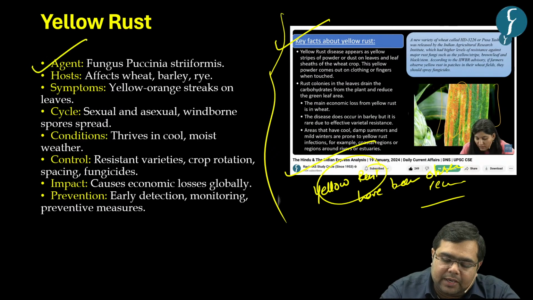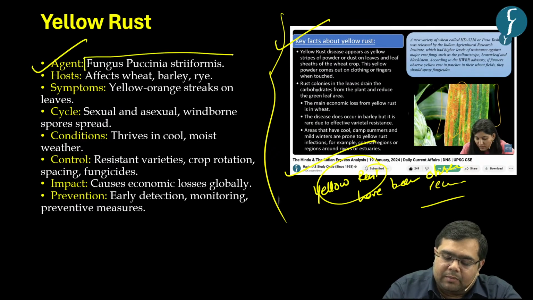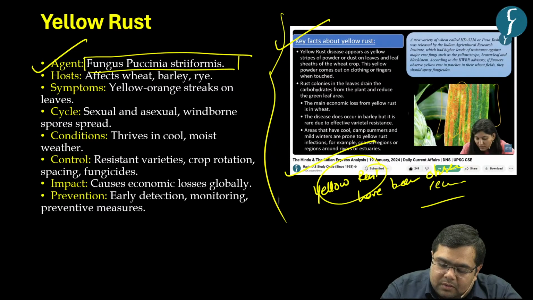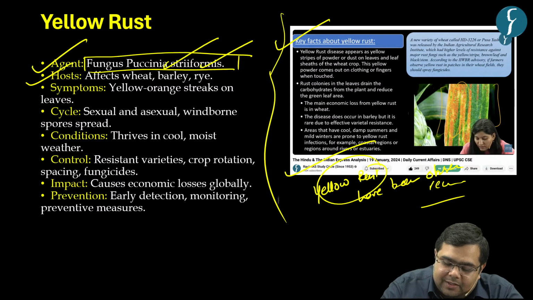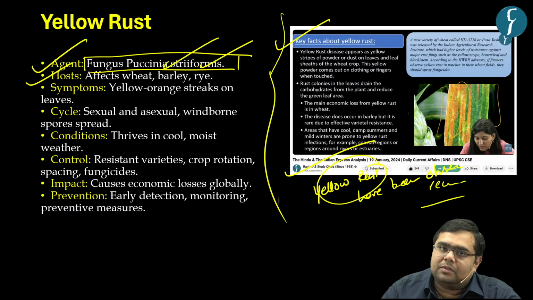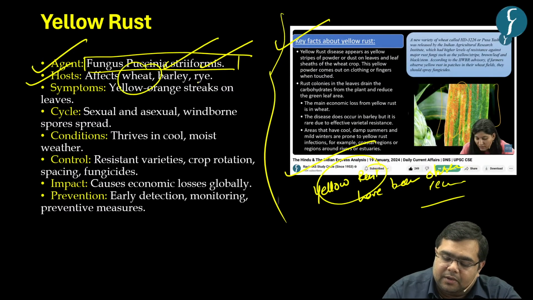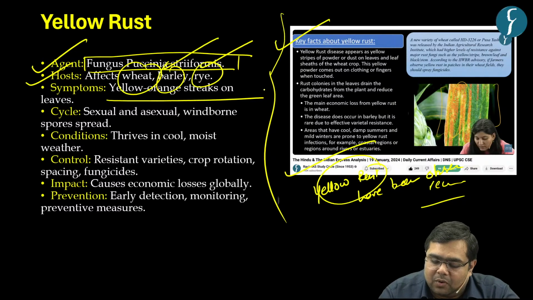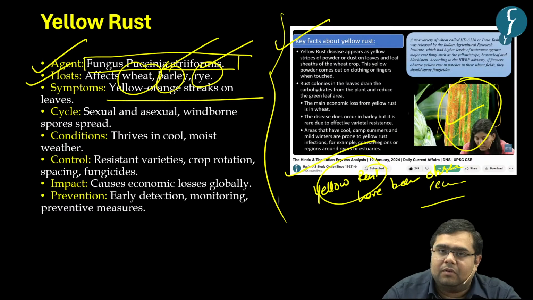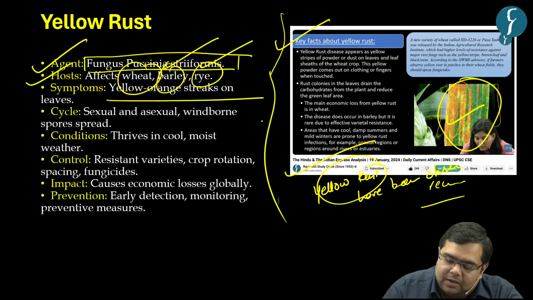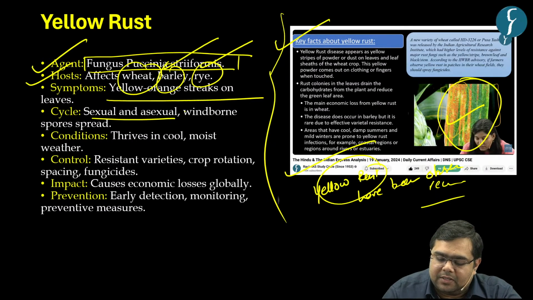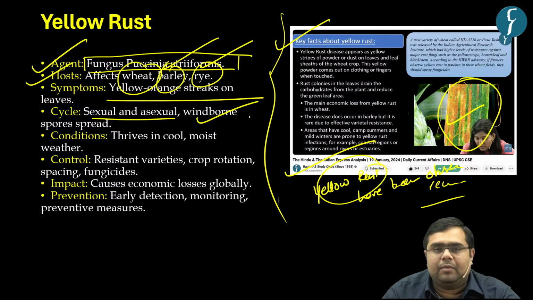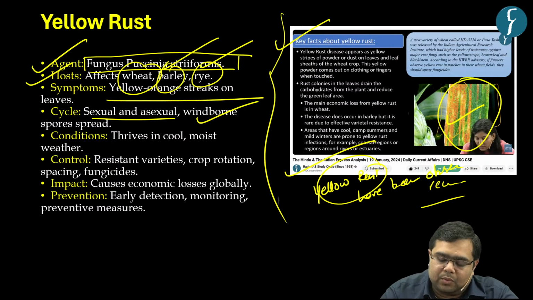The first one is the agent. What is the agent? You need to remember the name: fungus Puccinia striiformis. I'm sorry, right? The second one being host. The host of this yellow rust is wheat, barley, and rye, right? Symptoms: what are the symptoms? Yellow orange streaks on the leaves of wheat. Cycle: it has sexual as well as asexual cycle, and it is windborne and spreads through spores, right?